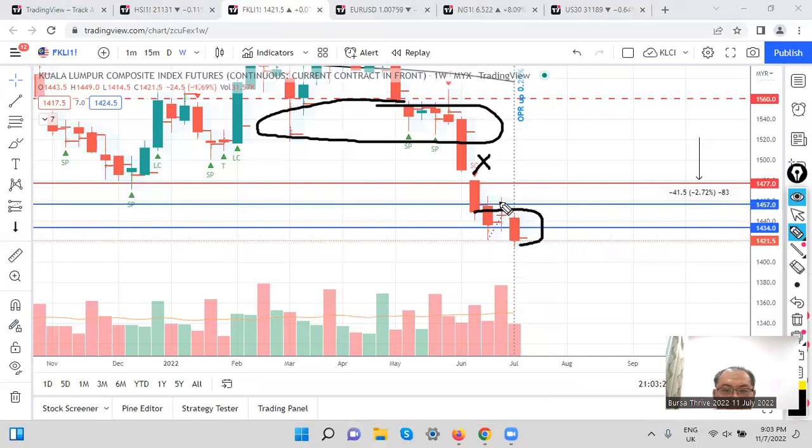You build back your volume. Seeing this volume, it shows where the concentration of much more volume is versus the price here. So this is volume versus price, a volume profile.